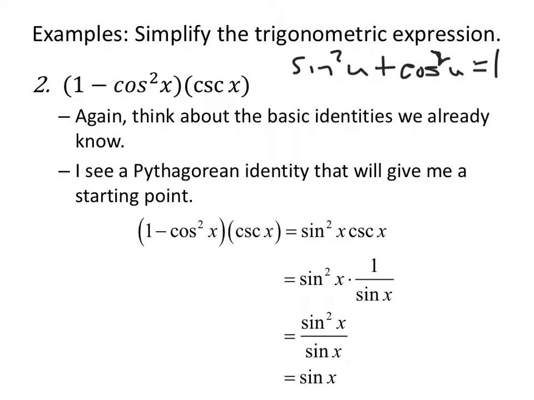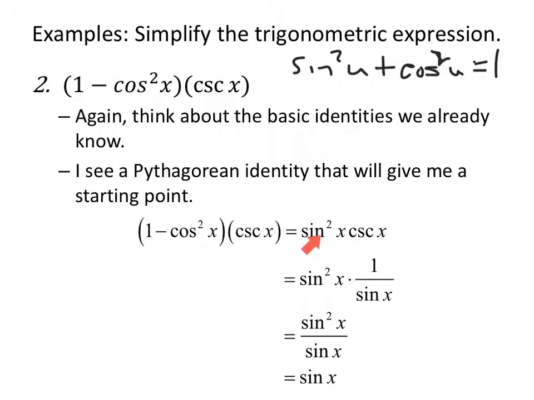And in this identity, we can solve, right? Subtract cosine squared of u from both sides. Oh, that 1 minus cosine squared of x will equal sine squared of x. So that's my first substitution. 1 minus cosine squared of x, I replace it with sine squared of x. And I leave the cosecant of x. That's going to guide me to what I need.